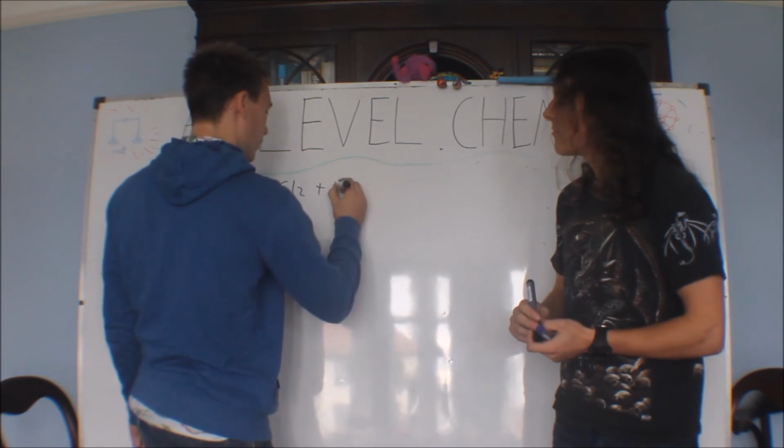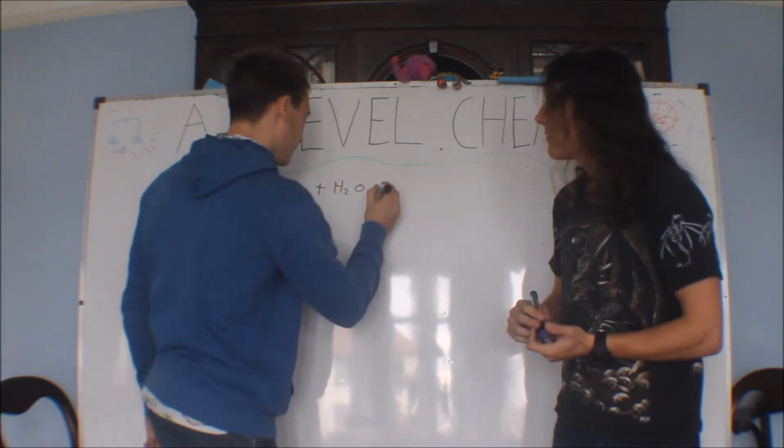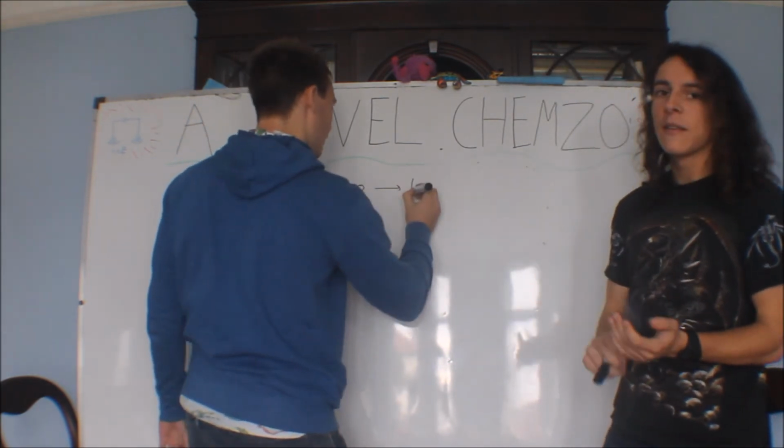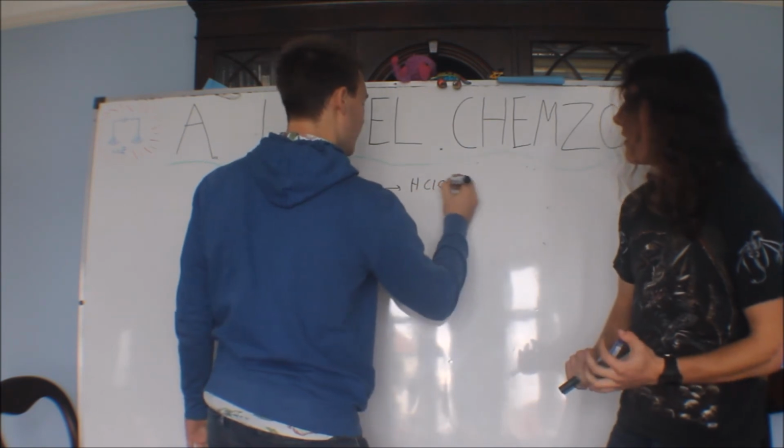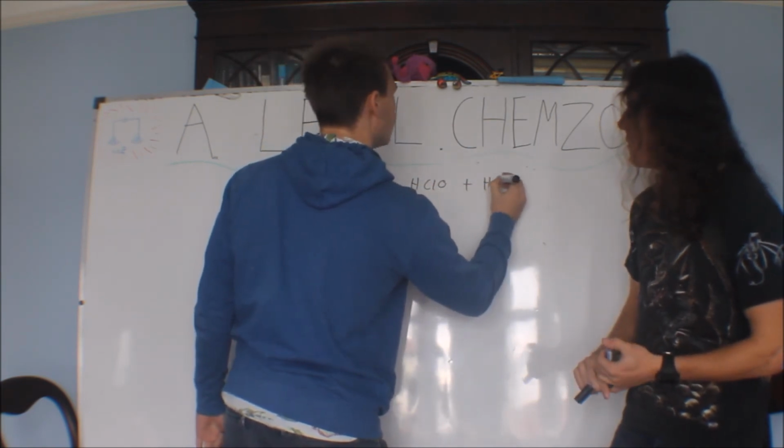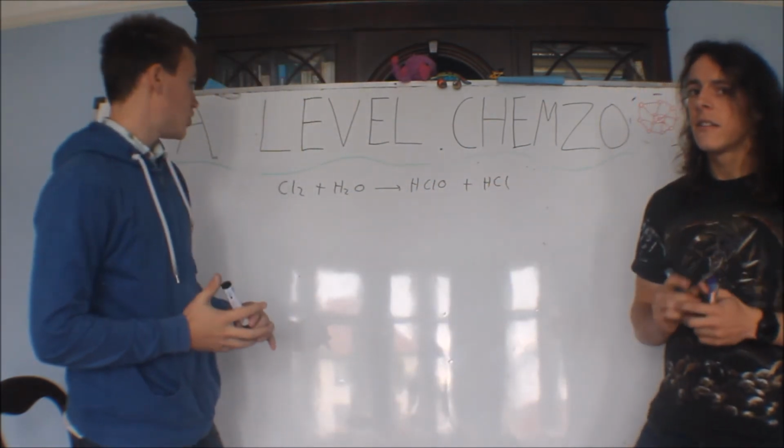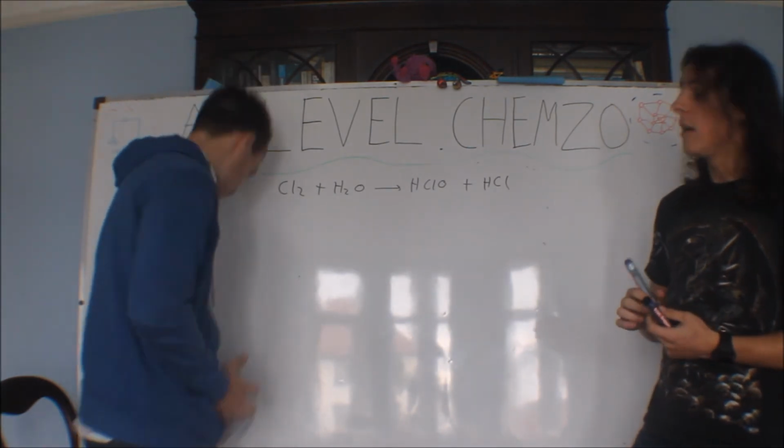Cl2 plus water makes HClO plus HCl. So this is where we need to start annotating with our oxidation numbers.